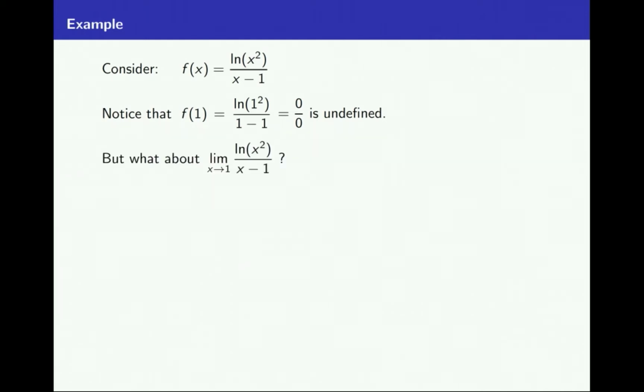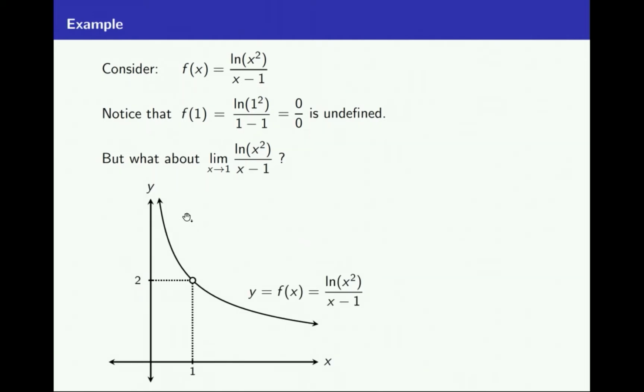But imagine you asked yourself the question, what about the limit as x approaches 1 of ln x squared over x minus 1? Let's see if we can find out what this limit is. So here x is approaching a number that's not in the domain of the function. What do you get? What is the function getting closer and closer to?